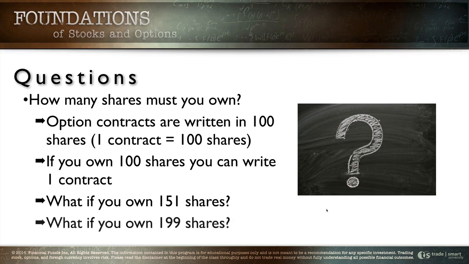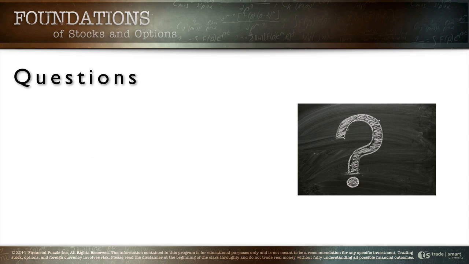You own 199 shares. How many contracts can you write? You can write one. You own 204 shares. How many contracts can you write? 2. You guys are smart. Every one of you. You can do this, I promise. I told you a knucklehead can do it.